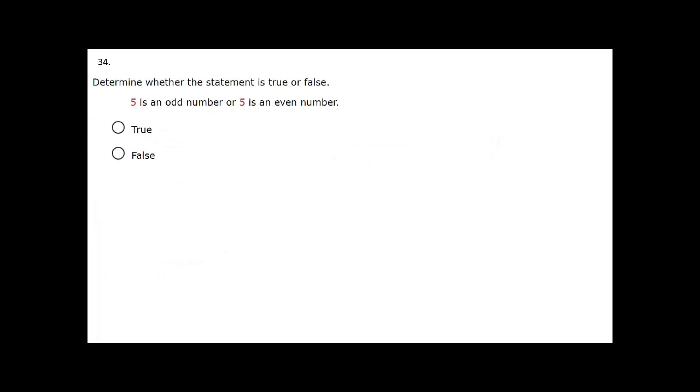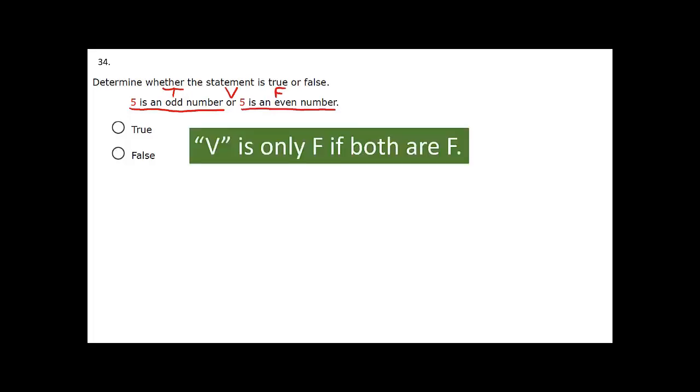34. Determine whether the statement is true or false. 5 is an odd number or 5 is an even number. Okay, 5 is an odd number, that's true. Or 5 is an even number, that's false. True or false. Remember, or is only false if both are false. Well, they're not both false, so it would be true.